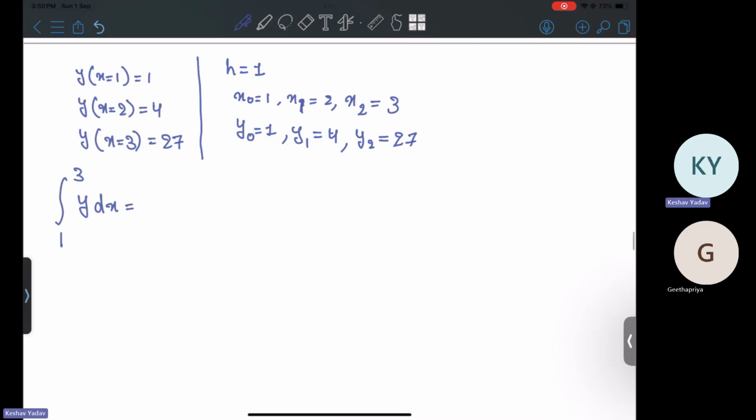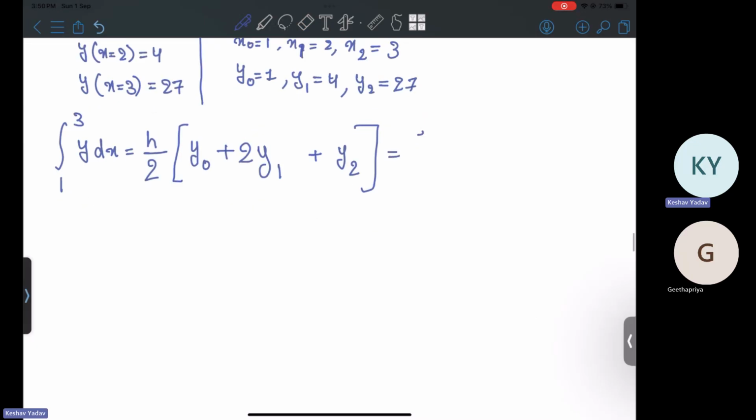Now, using the trapezoidal method, the formula is h by 2, first one y0 plus last one y2, plus 2 multiplied by the middle terms, because whatever term is in the middle will be multiplied by 2. So I simply put the values: h is 1, so 1 by 2, y0 is 1, plus 2 multiplied by y1 which is 4, plus y2 which is 27. So this is 8, so 36 divided by 2, half of 36, that will be 18. So this will be my answer.